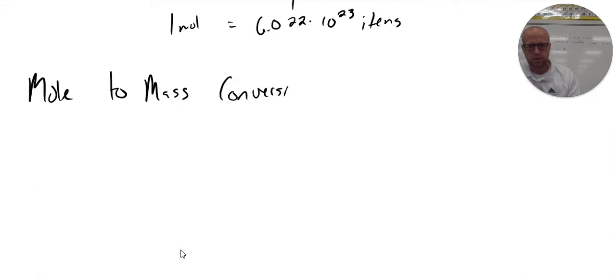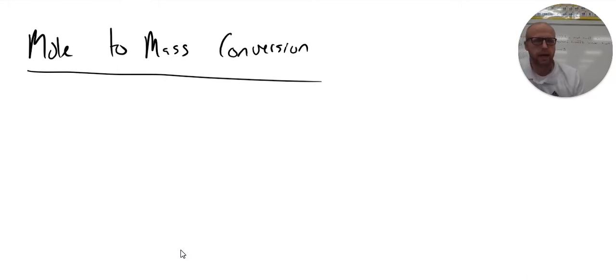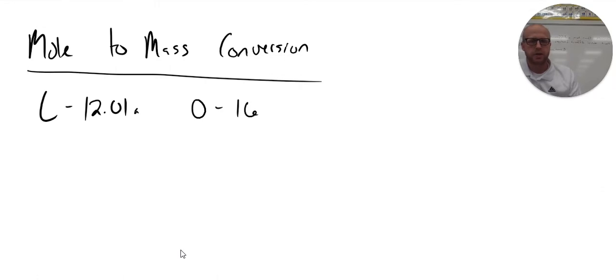Okay, so a mole to mass. All right. So on the periodic table, we have the atomic mass. We've been talking about that. So if we think back to some of those atomic masses, carbon has an atomic mass of 12.01. Oxygen has an atomic mass of only like 15.999. We're just going to say 16. And the other day I told you these units were AMU, atomic mass units.